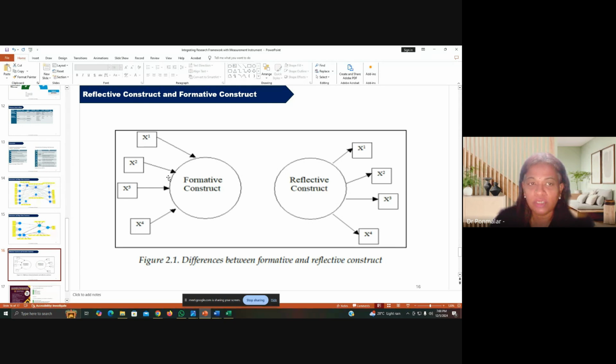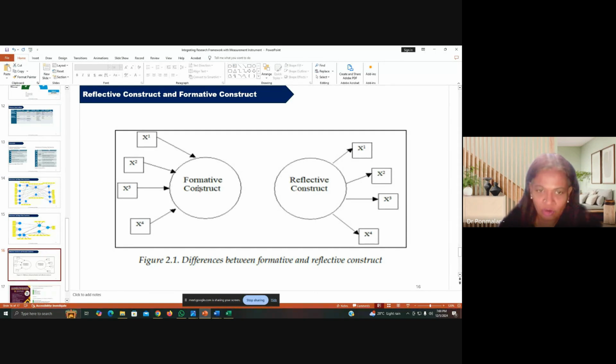Example, you didn't know your construct is formative. When your construct is formative, you need to add one extra item, we call it a global item, in your questionnaire. This is where many students make a mistake. That means when you're designing your questionnaire, you don't know that there's such a thing called formative and reflective.